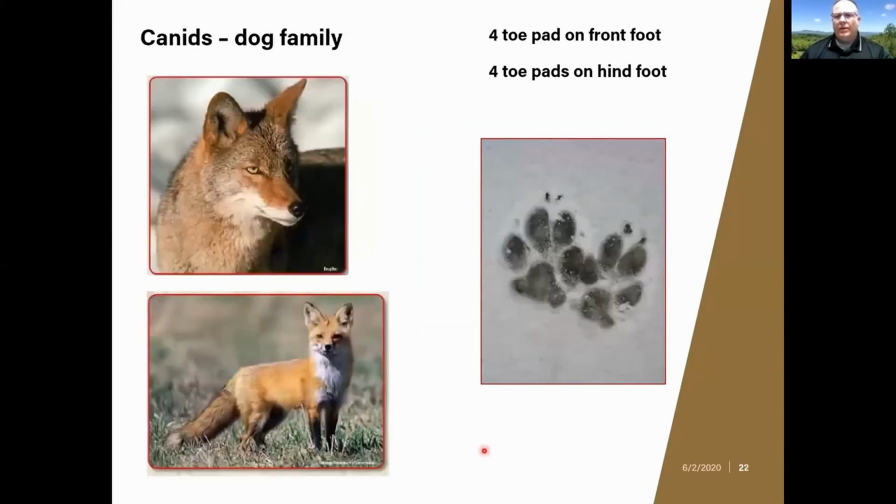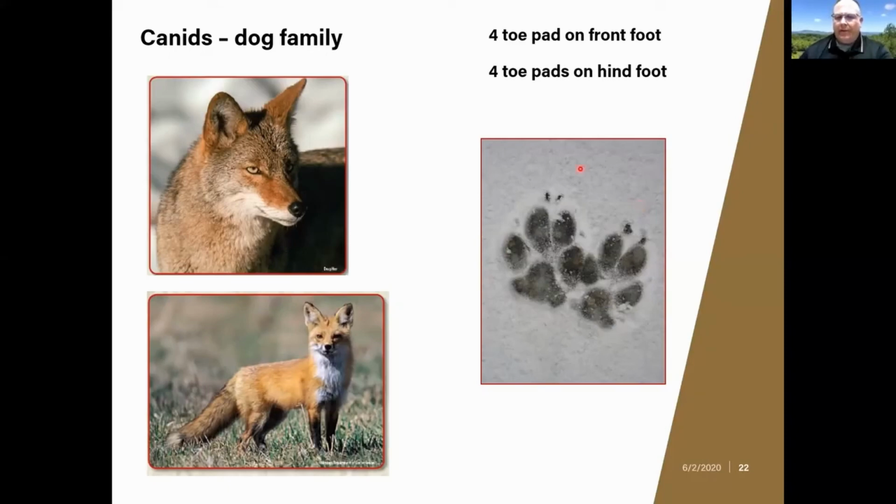Next, we'll move into the dog family, and both the dog and the cat family have 4 toe pads on the front foot and 4 toe pads on the hind foot. And a lot of people use nails, the presence of nails, to determine the difference. That's really not a great way to look at it, and I'll go in more depth because these two families can be the trickiest to determine which is what.